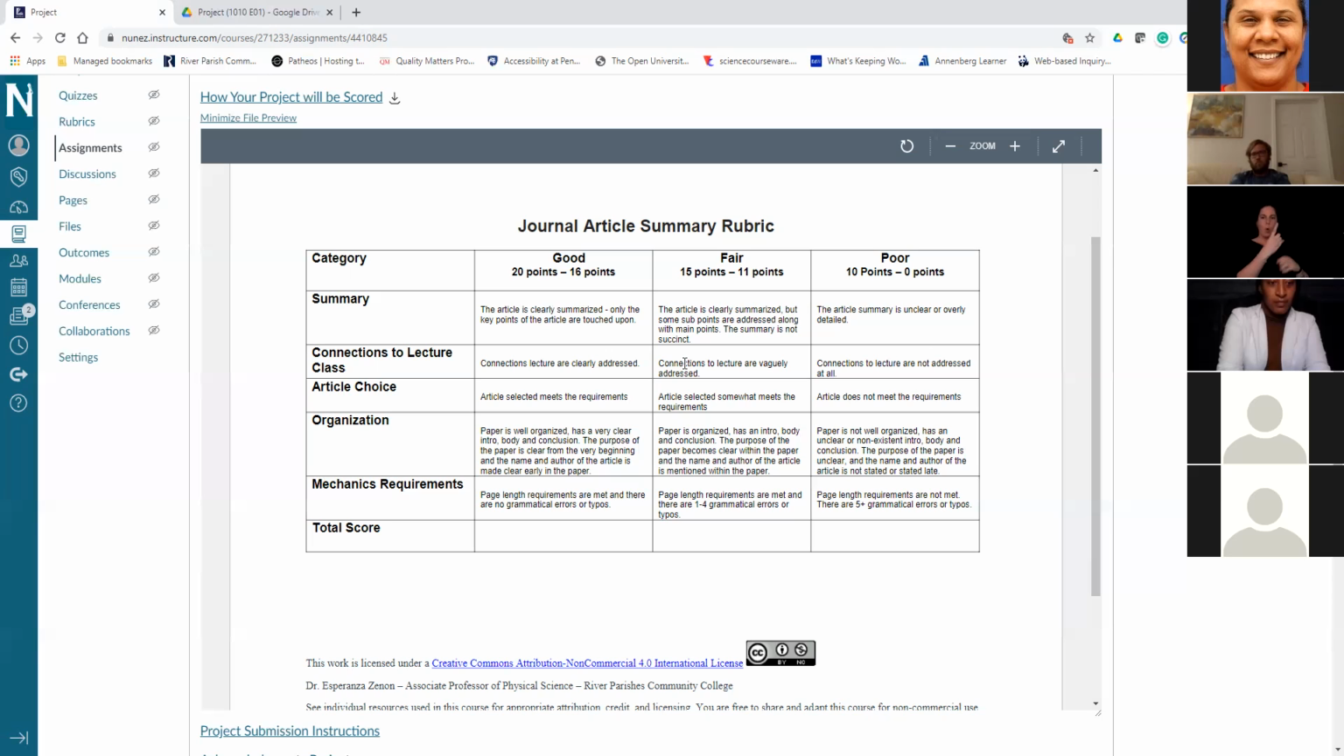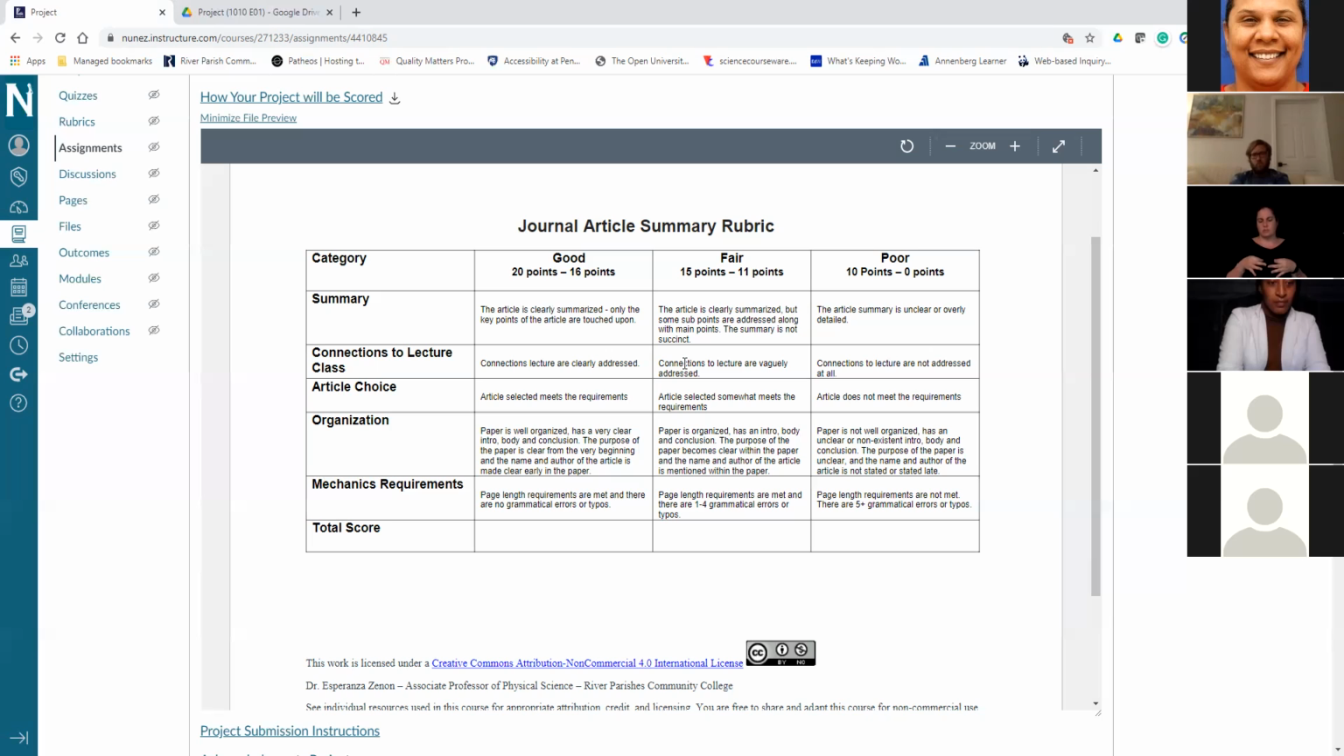Mechanics requirements. This is where I'm looking to see that your summary is long enough. I'm not an English professor, so I can't catch everything, but I do look at blatant grammar and typos and that kind of thing, right? Because your summary is 2 pages long, typed, double space, 12-point font. Okay, that's explained in the project details. All right. So I'm not trying to be an English professor.